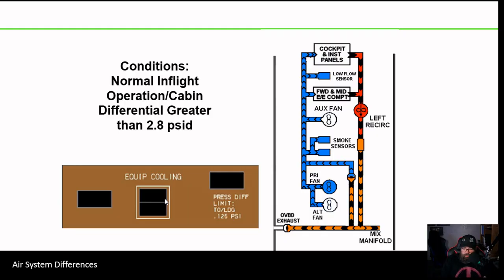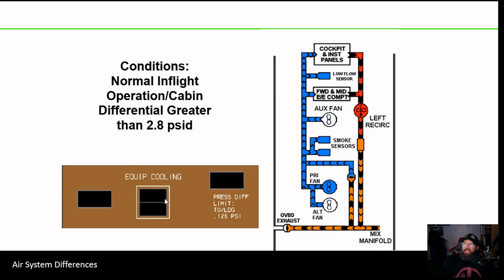Now, in this case, the air is just simply circulating through the system, right? That's all it's doing. Your primary fan's still the only one running, and then you've got your alternate fan and your left recirc that are still going to be running.